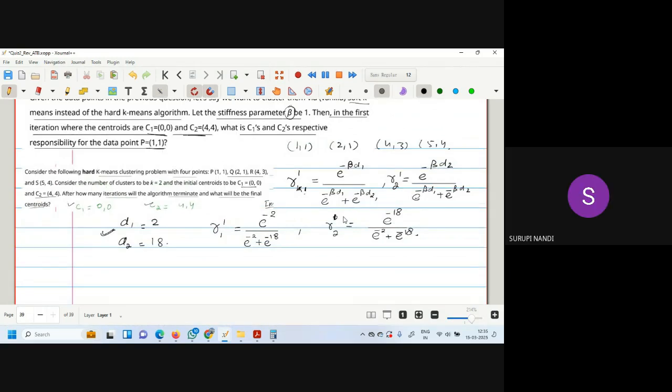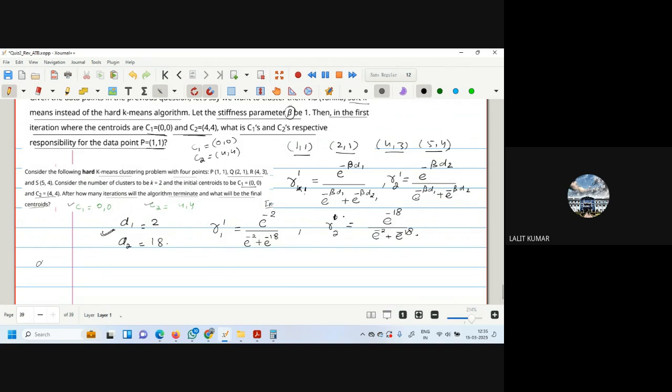Can you mention the points one more time? How the values are coming? Okay, so these are the points (1, 1), (2, 1), (4, 3), and (5, 4). Cluster 1 is (0, 0). Cluster 2 is (4, 4).